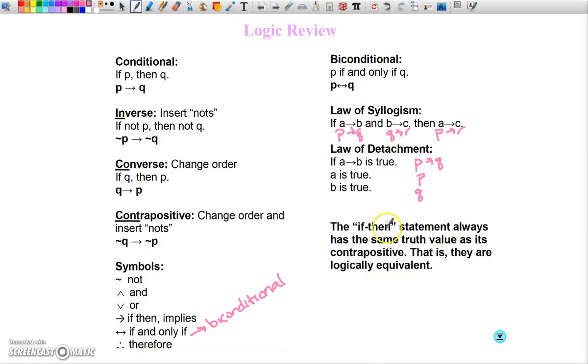And then our last thing is if you have an if-then statement, it will always have the same truth value as its contrapositive, and they call those logically equivalent. So conditional and contrapositive, the two ends kind of meeting together and meaning the exact same thing, only saying it a little bit backwards or negating it.